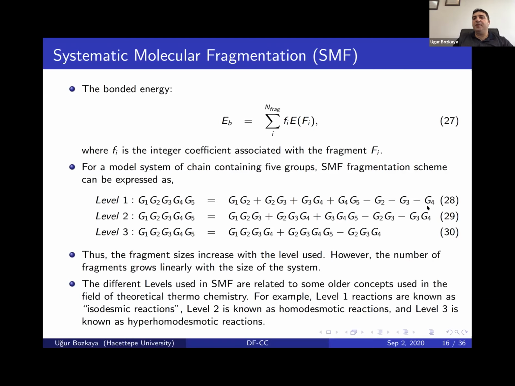In level 1, we have this fragmentation, level 2 here, and in level 3, which means that we need to connect 4 groups to each other, and so on. Thus, the fragment sizes increase with the level used. However, the number of fragments grows linearly with the size of the system. The different levels used in SMF are related to some older concepts used in the field of theoretical thermochemistry. For example, level 1 reactions are known as isodesmic reactions, level 2 as homodesmotic reactions, and level 3 as hyperhomodesmotic reactions.